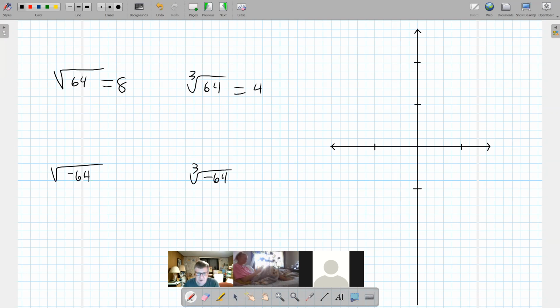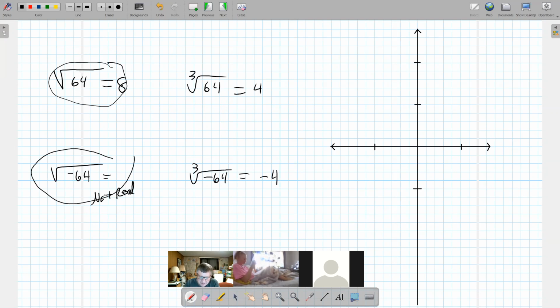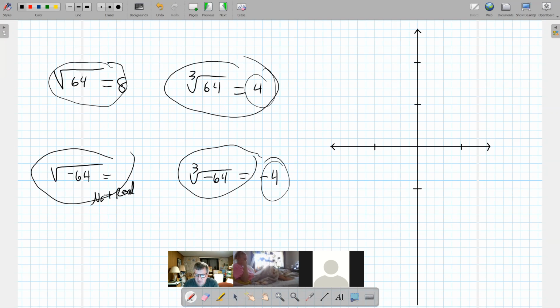What's the square root of negative 64? Not real. What's the cube root of negative 64? Ah, negative 4. So notice we can take an even root of a positive number and get a positive answer. We can't take an even root of a negative number. We can take an odd root of a positive number. We can take an odd root of a negative number, and we can get an answer that's positive or negative when we're taking cube roots or just odd roots in general. So it's the even roots we've got to be careful of. All right.